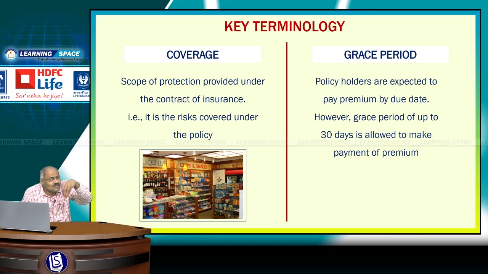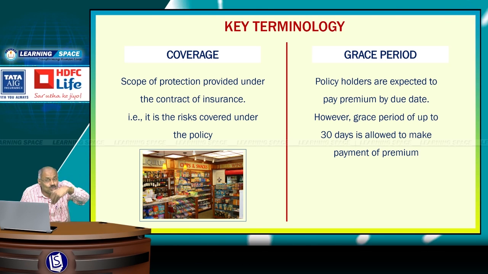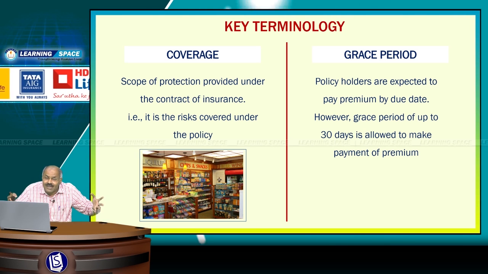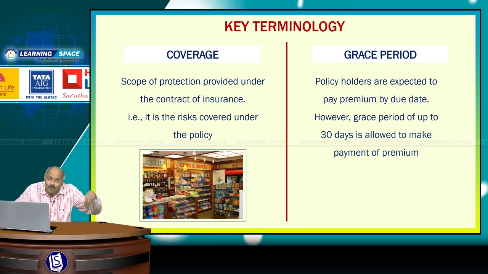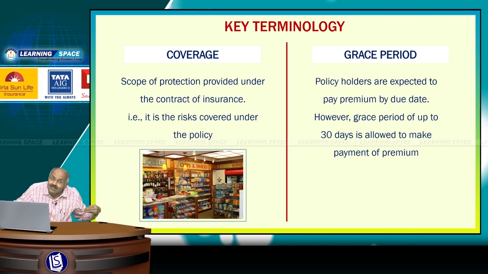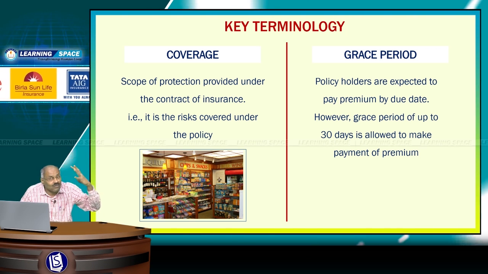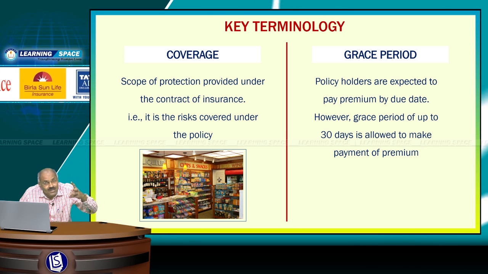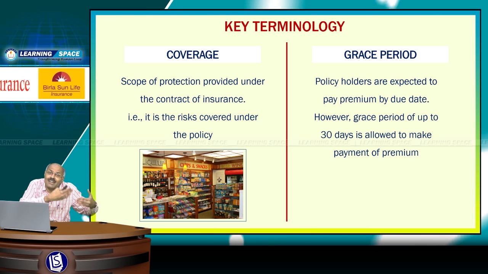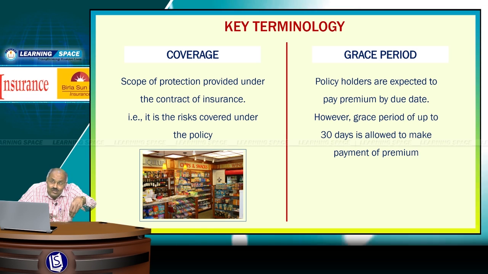Coverage means the scope of protection provided under the contract of insurance. You can say the risks covered. If you are a shopkeeper taking a policy, then the policy document will clearly say whether the risks covered are for fire or theft or some other damage. So the damages or risks covered under the policy are clearly mentioned, and that is known as coverage.